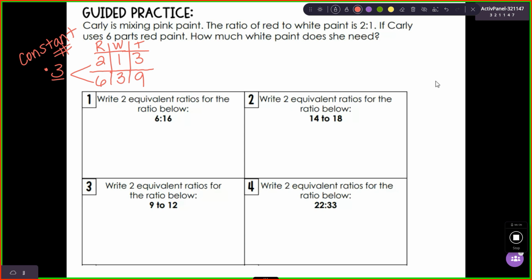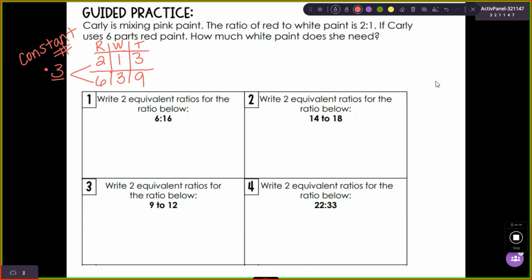Have I completed all of my sentences? Have I read all of my sentences? The only sentences I have read are: Carly is mixing pink paint. The ratio of red to white is 2 to 1. She uses 6 parts red paint. What do I have left to read? How much white paint does she need?